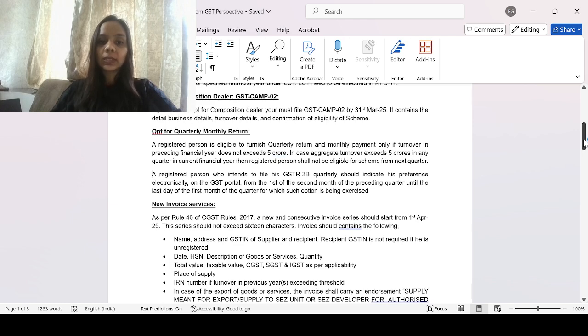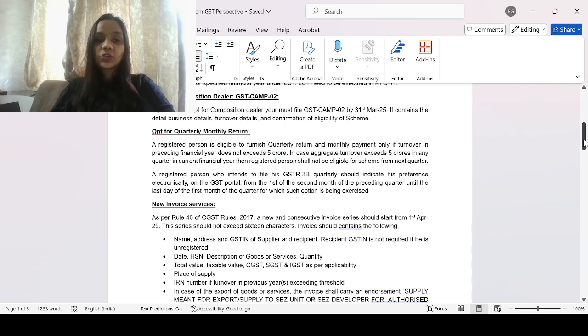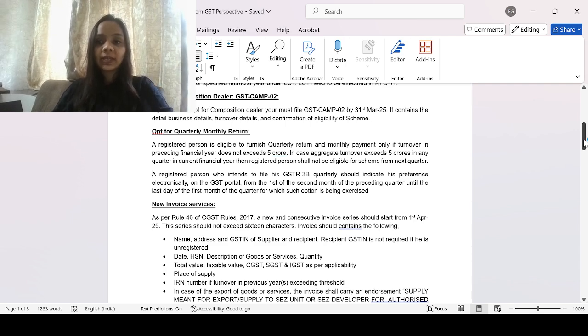Next is the new invoice series. As you know, we have to maintain a new and consecutive invoice series, which should be unique for each financial year. If we are entering the new financial year from 1st April 25, then we should maintain a new unique invoice series from 1st April 25. We should get it implemented in our software so that we do not rush on 1st April 25.